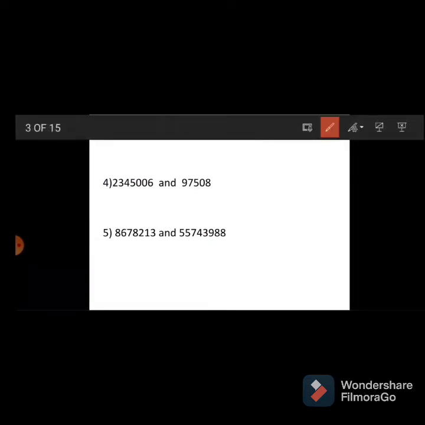See the fourth example, 23,45,006 and 97,508. Between these two numbers, according to the rule, check the number of digits. 1, 2, 3, 4, 5, 6, 7: 7 digits. Here 1, 2, 3, 4, 5: 5 digits are there. Then 7 is greater than 5, means which number is greater? 23,45,006 is greater than 97,508.